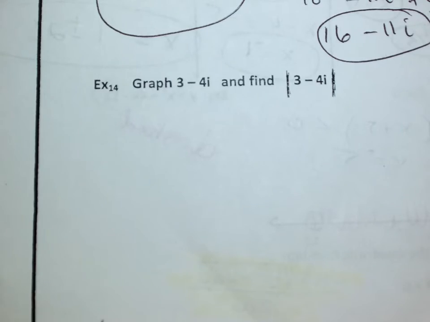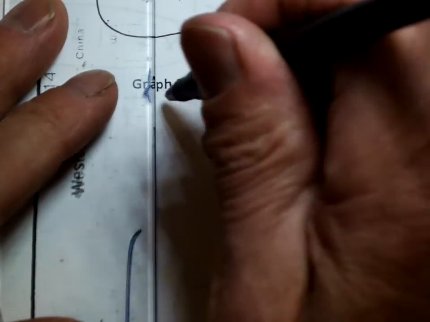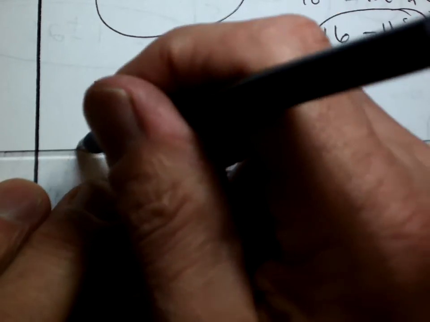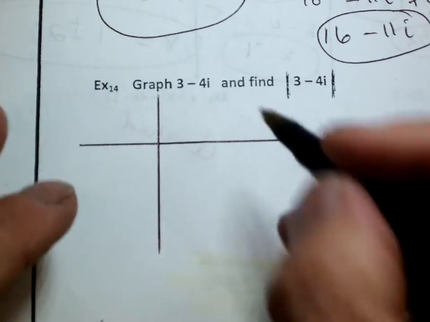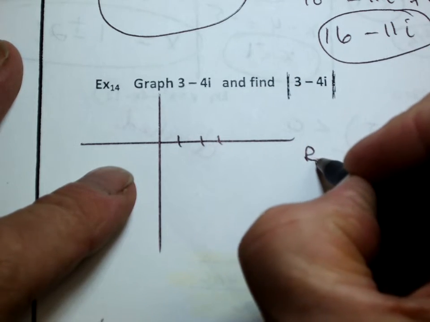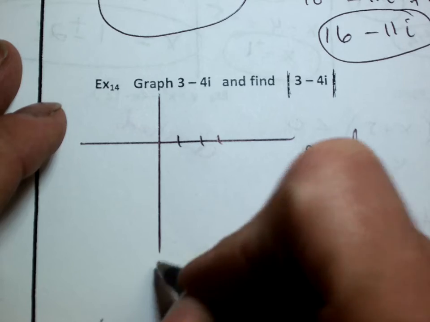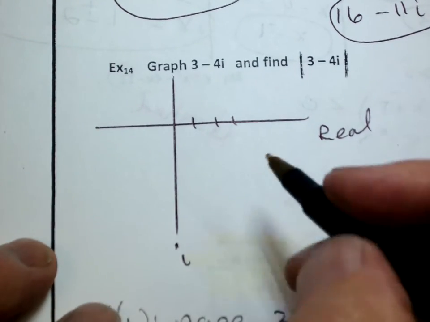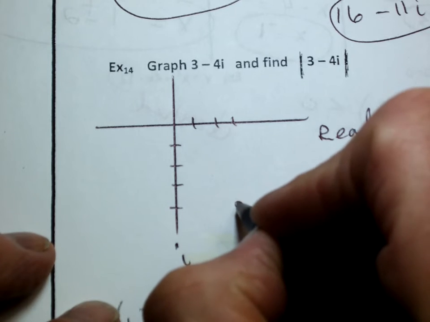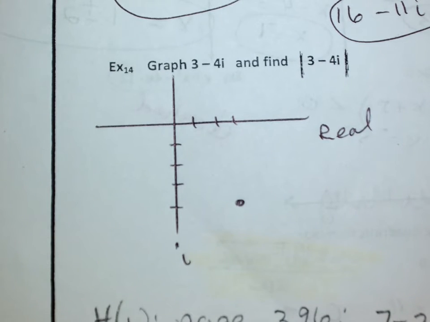To graph, I'll just do a real quick sketch of it. It doesn't have to be perfect or beautiful, just in the right location. Here's my graph: 1, 2, 3. This is the real axis, this is my imaginary axis. Then I go 1, 2, 3, 4 and put a point right here. That's my complex point on the complex plane.